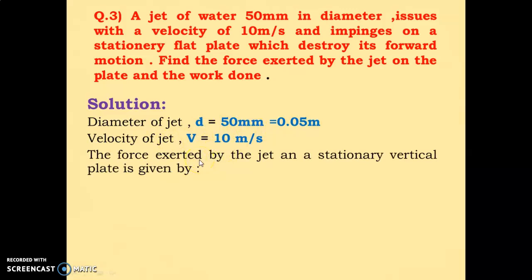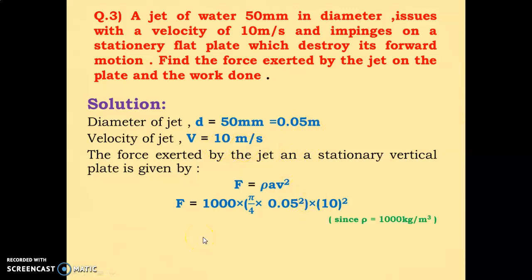So the force exerted by the jet on a stationary vertical flat plate is given by, as we all know, F is equal to rho into A into V square, where rho is 1000, area is, we know the diameter, so it will be pi by 4 into 0.05 square into velocity, we know it is 10 meter per second. So answer is F is equal to 196.35 Newton.